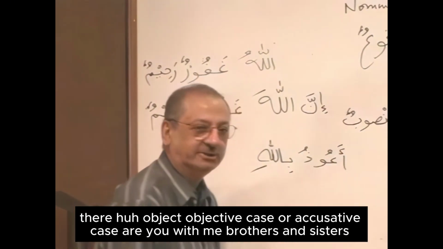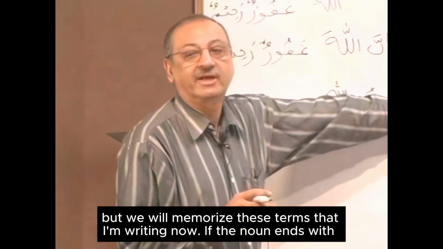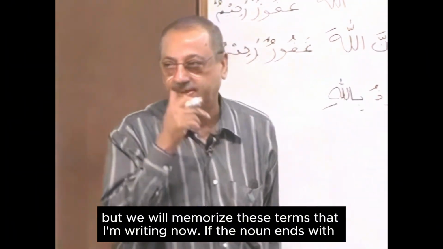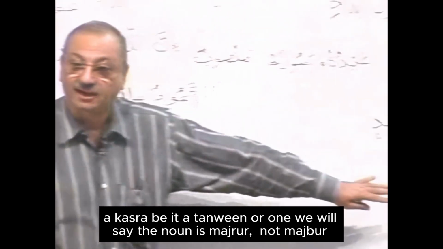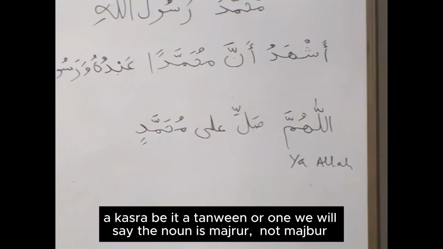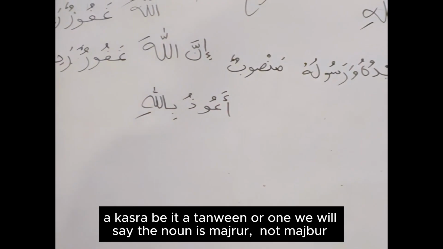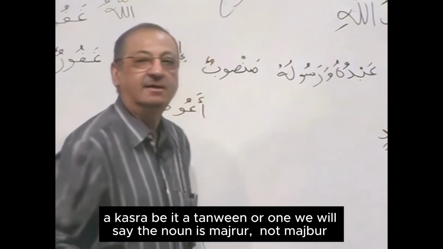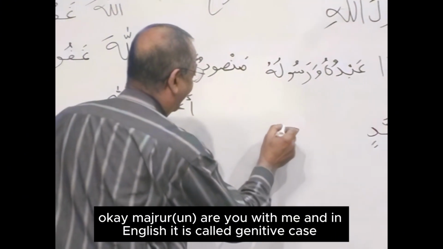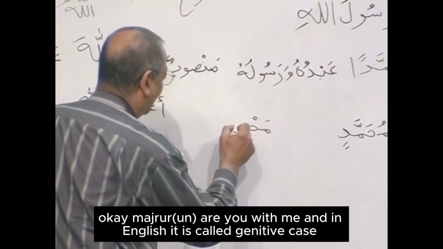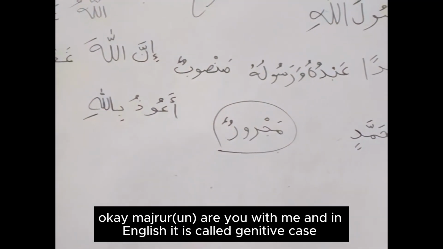Are you with me, brothers and sisters? Yeah. But we will memorize these terms that I'm writing. Now, if the noun ends with a kasra, be it a tanween or one, we will say the noun is majroor, not majboor, majroor. Okay? Majroor, majroorun. Are you with me? And in English, it is called genitive case.